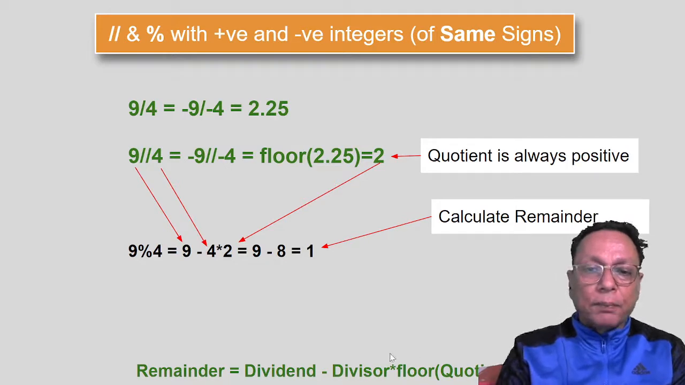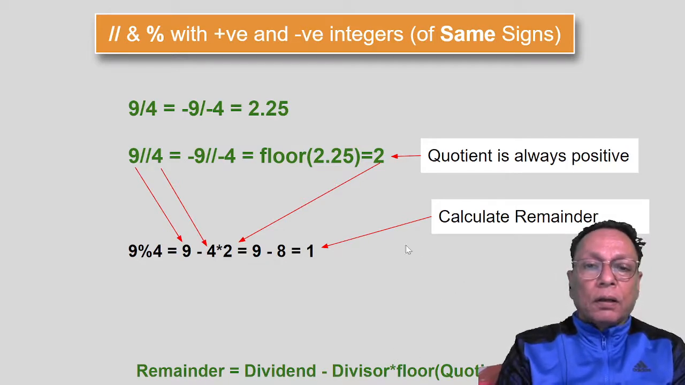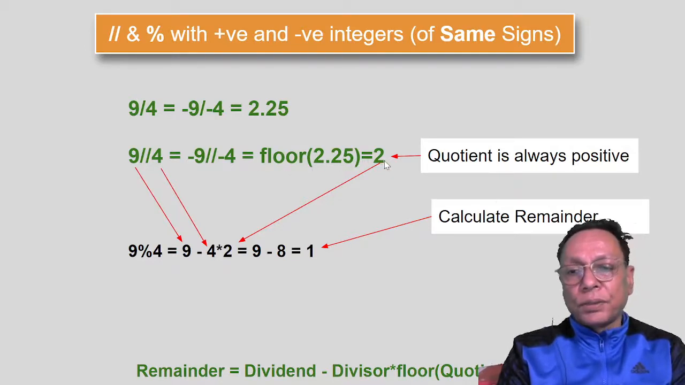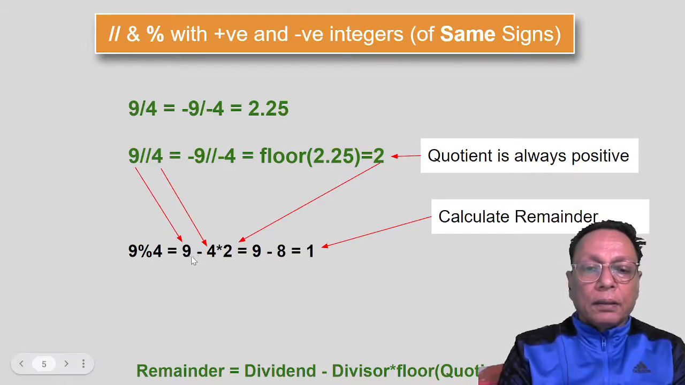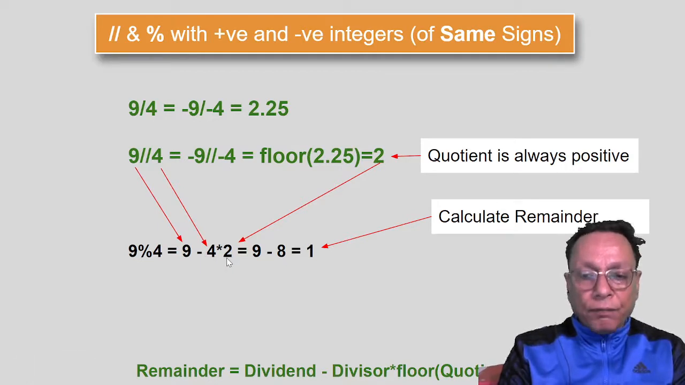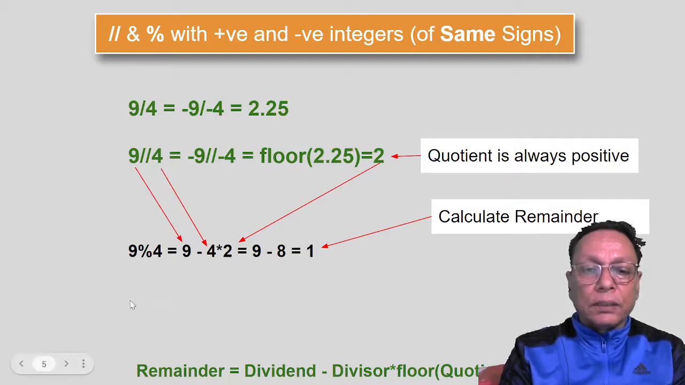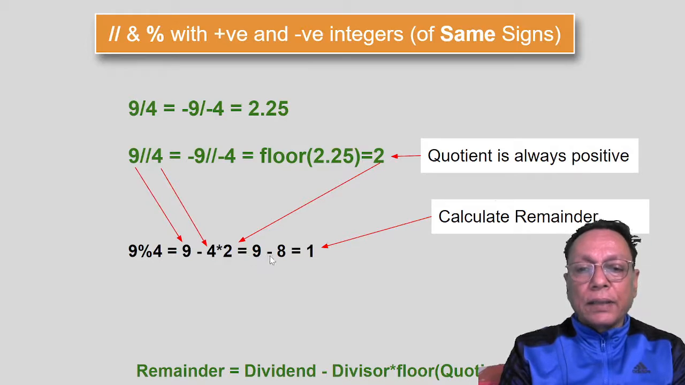So see here, this way we evaluated 2 as the floor quotient. So see here, 9 minus divisor into quotient, which should be the floor quotient. The floor quotient is 2 here. So 9 minus 4 into 2, that is 9 minus 8, is equal to 1. So this is the remainder.